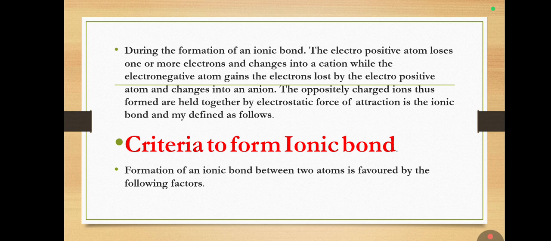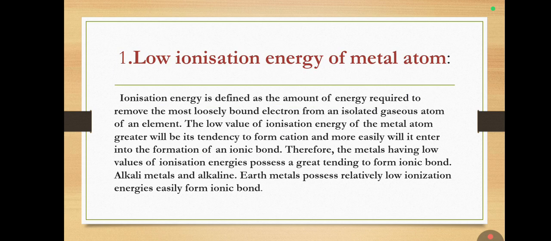Firstly, the formation of an ionic bond between two atoms is favored by the following factors. First one, low ionization energy of the metal atom. Ionization energy is defined as the amount of energy required to remove the most loosely bound electron from an isolated gaseous atom of an element.